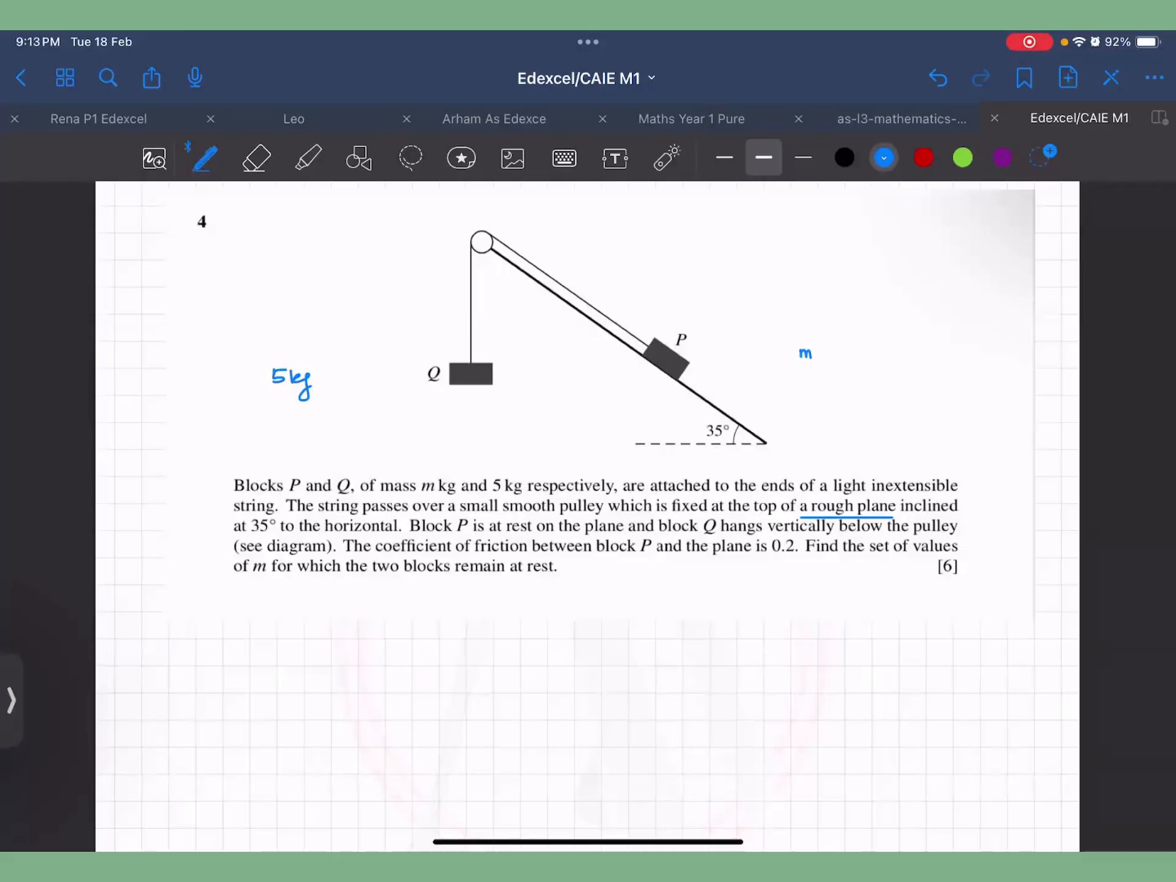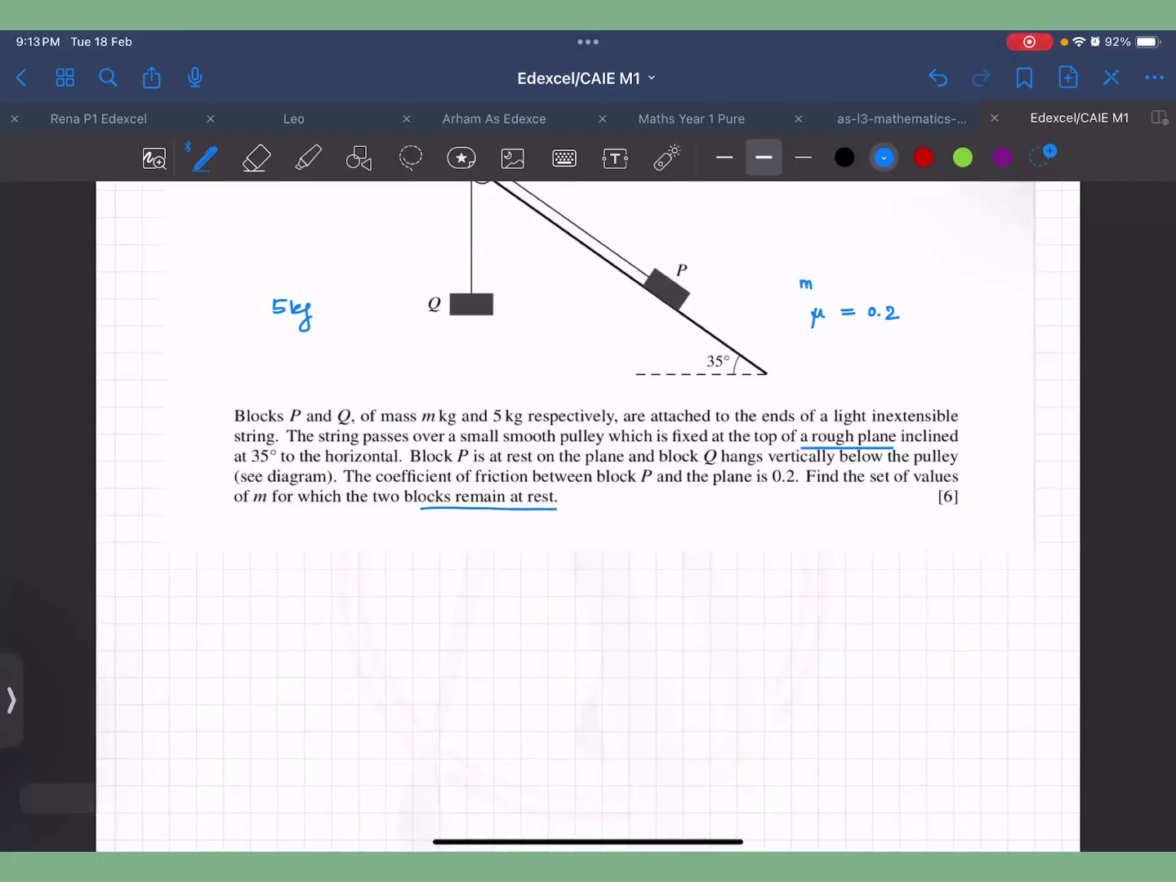Now this is what they have given us. The block P is at rest right now, and Q hangs freely. The coefficient of friction between P and the plane is 0.2. Find the set of values of m for which the two blocks remain at rest. So we want the blocks to remain at rest, which means the system should be in limiting equilibrium.